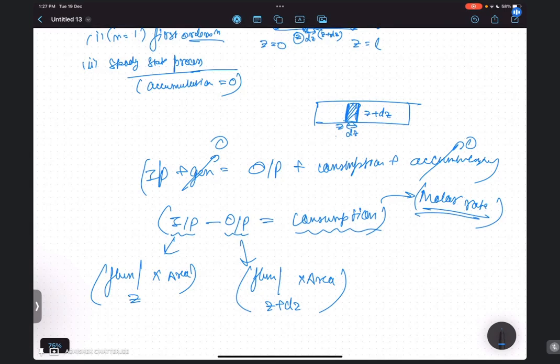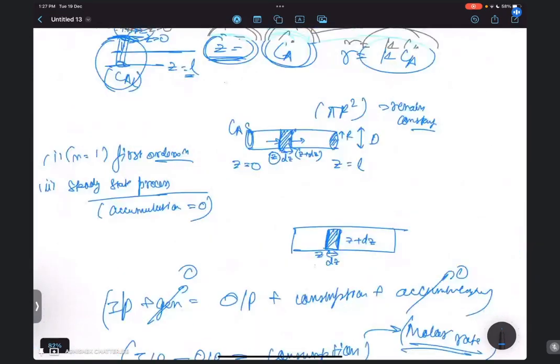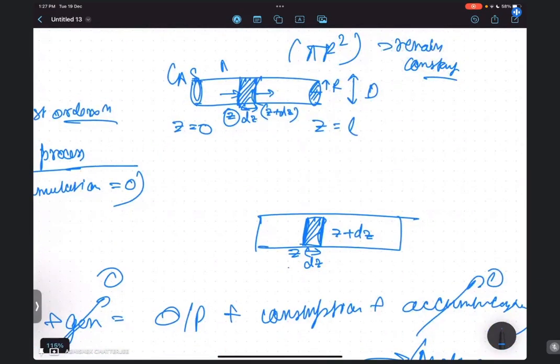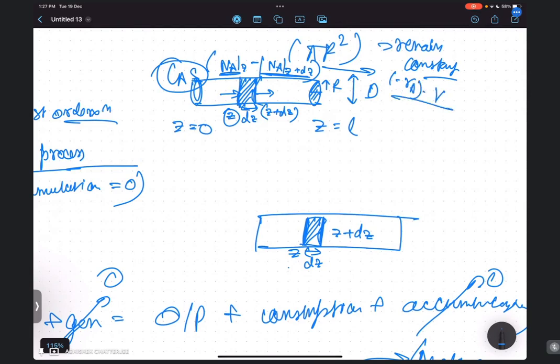You are getting it, no? What I'm trying to say is, suppose here the flux was Na at Z, and here the flux will be Na at Z plus dz. This Na at Z and this Na at Z plus dz, there will be a difference in this flux, because the concentration of A is decreasing. This difference of flux, we are equating it with minus Ra into V. Very simple. Nothing much we are doing.